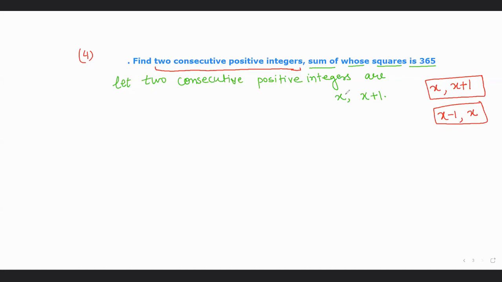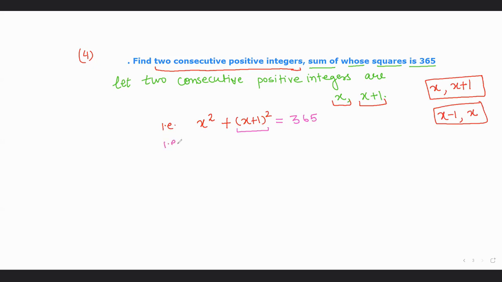That means we need to consider the square of these two integers, and then we have to take the sum of that squared number. That is, we have to first do the square and then we have to take the sum of both. As you can see, the first number square is x square and the second number square is x plus 1 square. So their sum is 365.